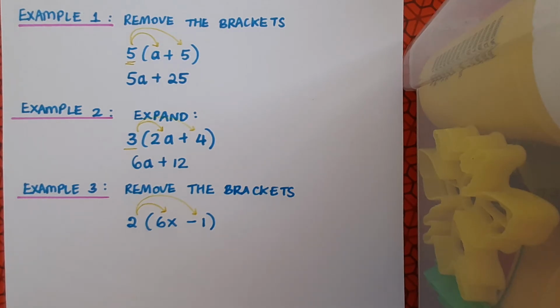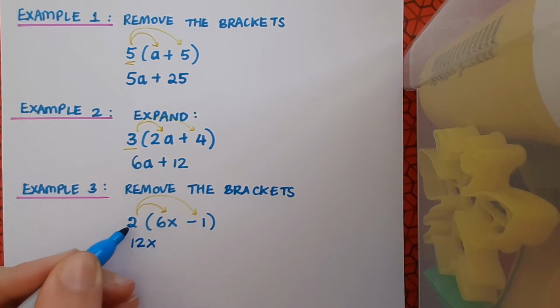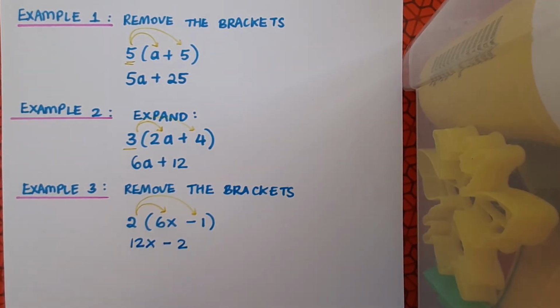At the beginning, when you're learning how to do this, feel free to draw the arrows in, but you don't have to keep doing it forever. In this case, 2 by 6x is 12x, and 2 times minus 1 is minus 2. Just be careful, that should be a minus. Watch out with your signs.